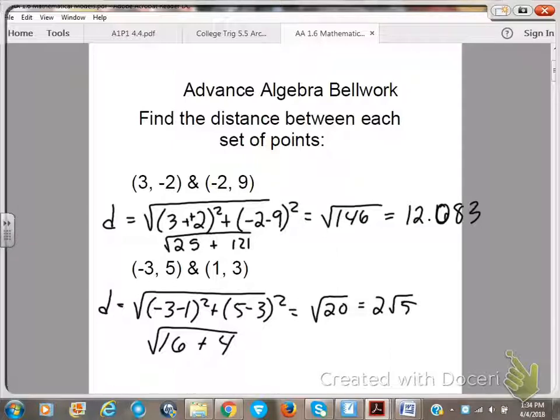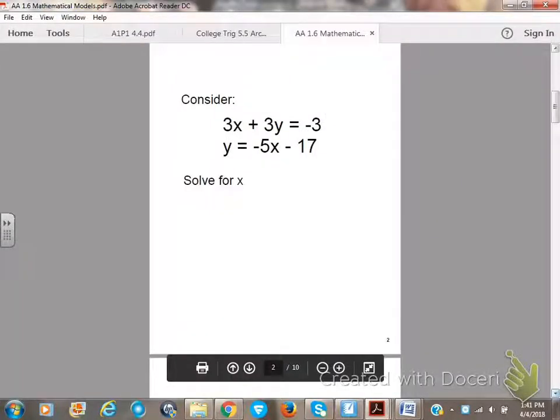All right, go ahead and get out homework because we're going to grade. Okay, so if you have a problem like this and you're asked to solve for x, and I've given you two equations here, that 3x plus 3y equals negative 3, and that y equals negative 5x minus 17.